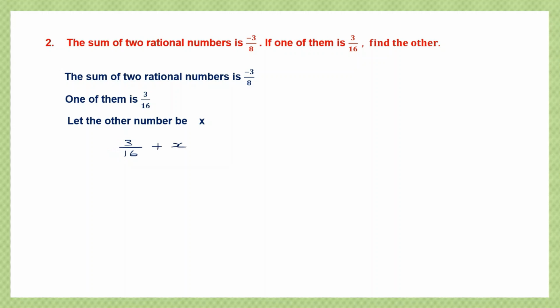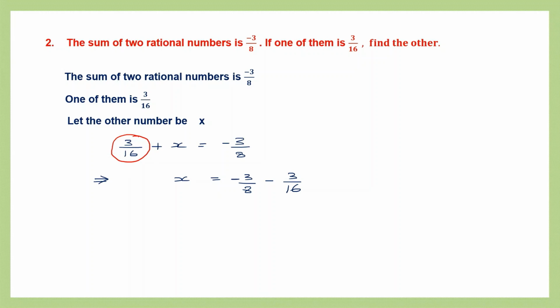Okay, the sum of these two numbers should be equal to minus 3 by 8. So this is an equation. To find the value of x, we say minus 3 by 8, and then we are going to transpose 3 by 16 from the left hand side to the right hand side. So from plus it becomes minus 3 by 16. So here what do we have? Minus 3 by 8 and minus 3 by 16.